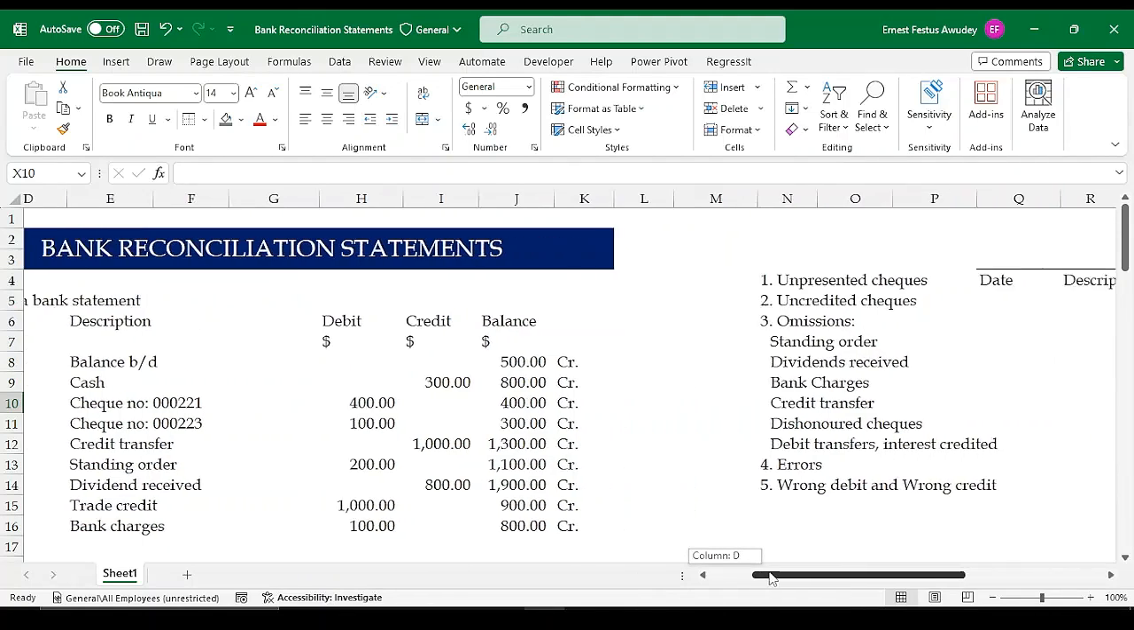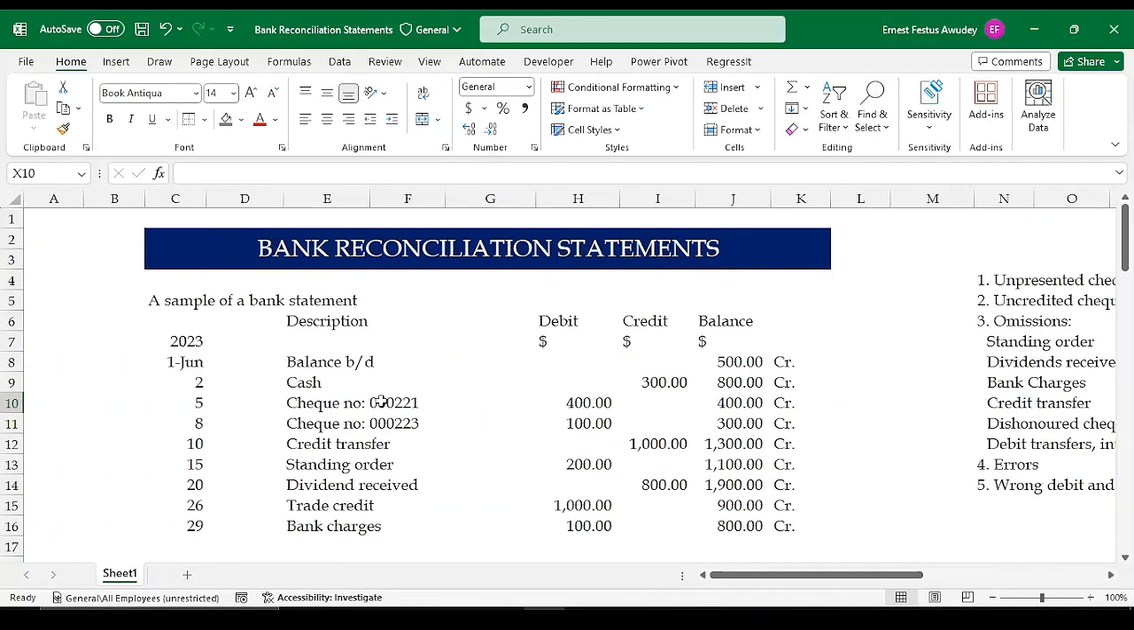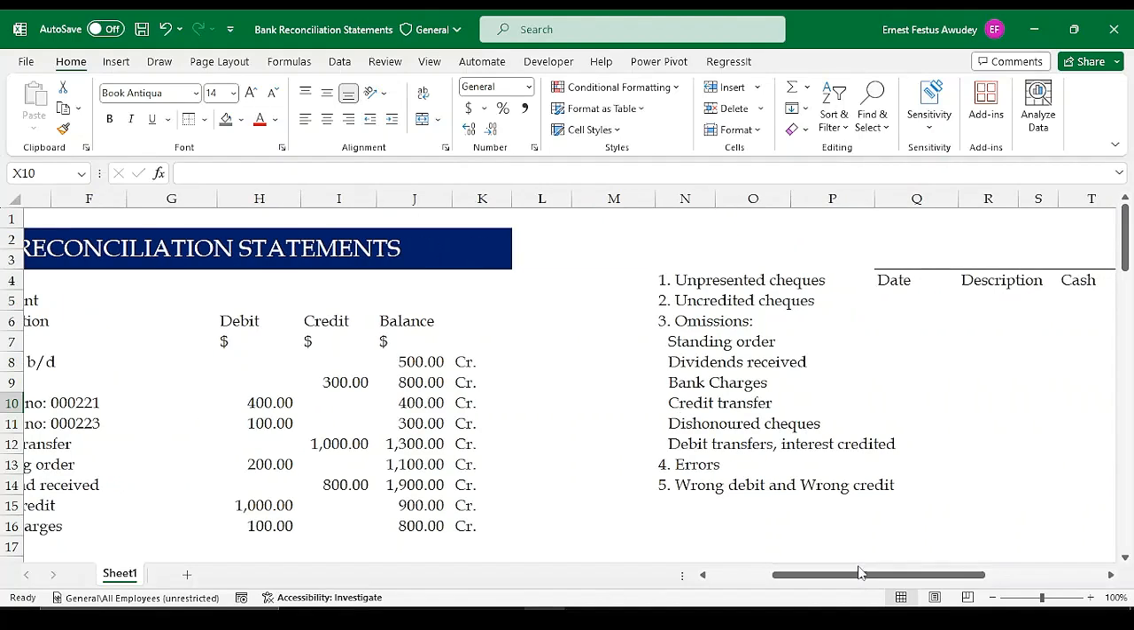All right, so that means that our balance here will be reducing by the amount you have entered, but the bank statement balance will remain intact. It will be unchanged because the check has not been presented. So that is another reason why there is a difference between the bank statement balance and the cash book balance. Then another form of omission is debit transfers.